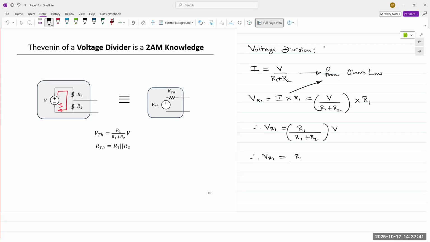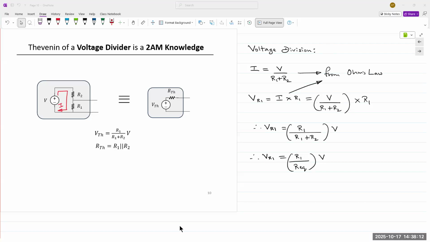This is VR1 is equal to R1 over REQ times V. This REQ is not the same as the REQ we obtained from the measurement terminals because the terminals are different. This REQ is from the perspective of the source. So it is measured from the source terminals, not from the previous terminals.